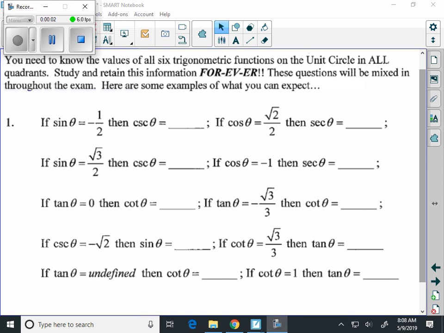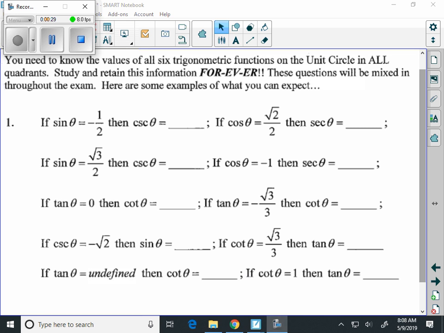Moving on into Unit 5, the unit circle. You need to know these values for all 6 of the trigonometric functions on the unit circle in all quadrants. And pretty much I think that we do know them, we just need to refresh them. And that's what we're doing as we're studying for our exam. So study and retain this information forever. These questions will be mixed in throughout the exam, and here are some that you can expect.